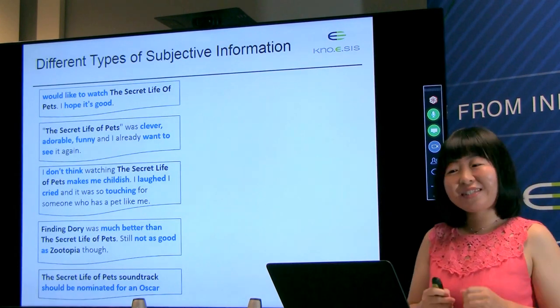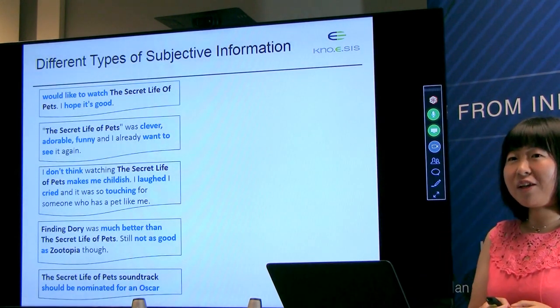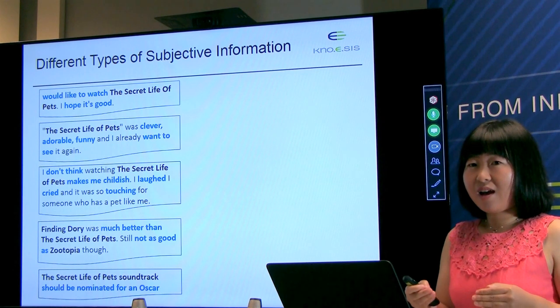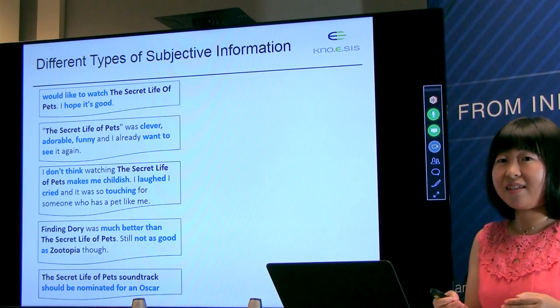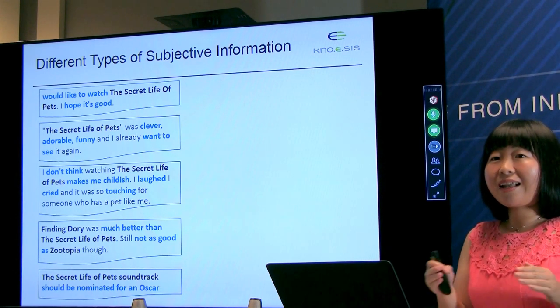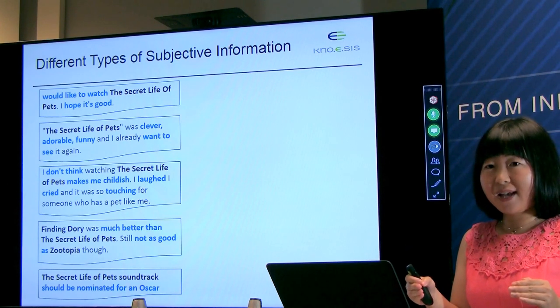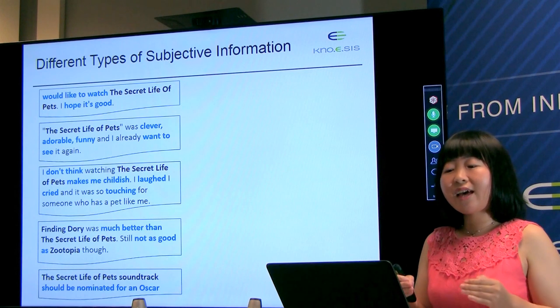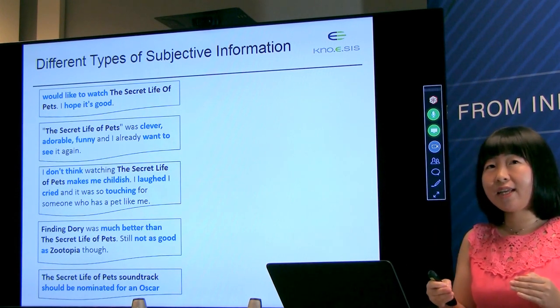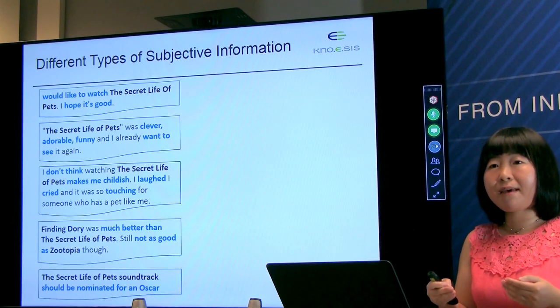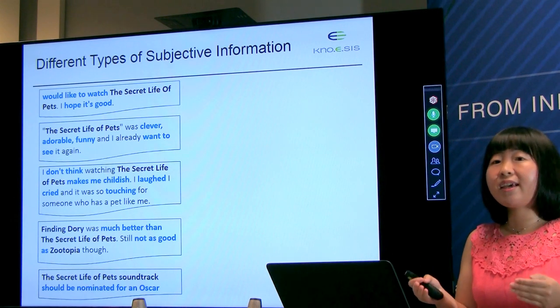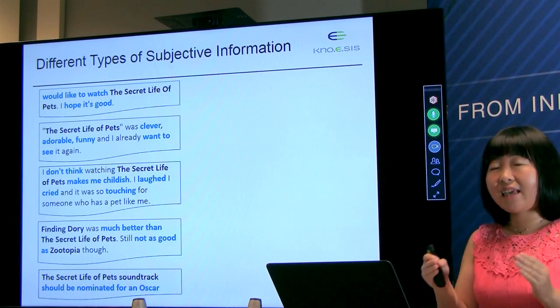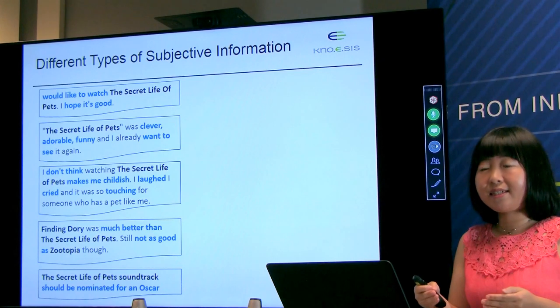So there are different types of subjective information. However, current subjectivity and sentiment analysis has largely focused on classifying the polarity of text as positive, negative, or neutral. The other types of subjective information, such as intent, preference, expectation, have not been taken into account or are treated the same as sentiment.